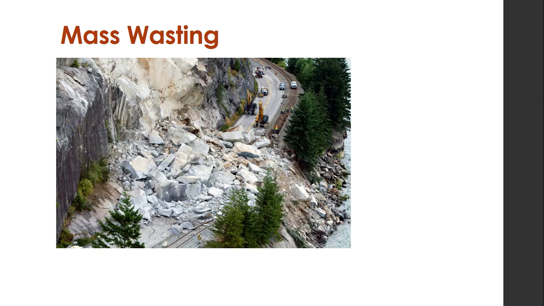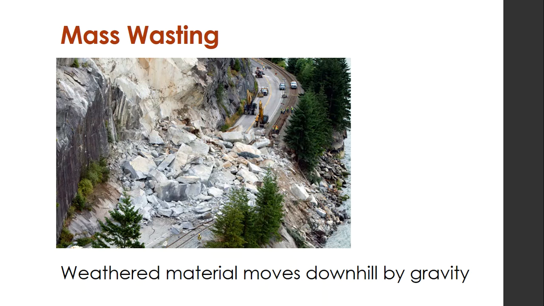Mass wasting, which here is an example of mass wasting, is weathered material that is moved downhill by gravity, right? It's always by gravity. Gravity always wins, which I'll talk about a couple of times. You get material up here that was weathered. Here it collapsed onto a road in the form of a rock slide, but that material gets weathered to the point that it loses its structural integrity, and then it will fall downhill.